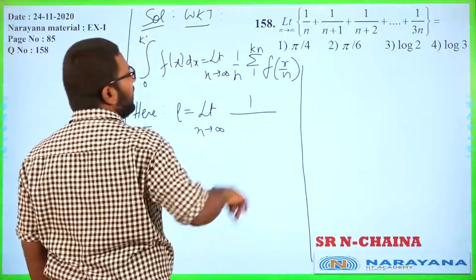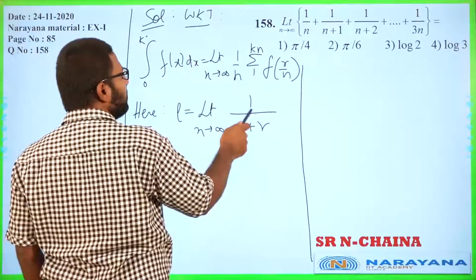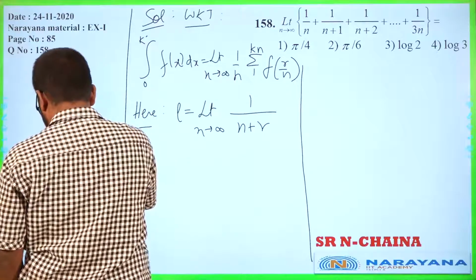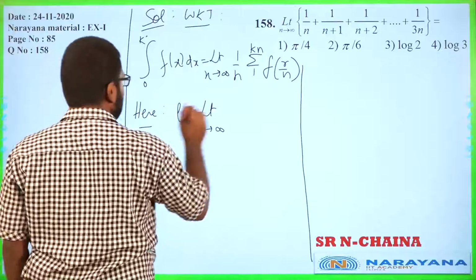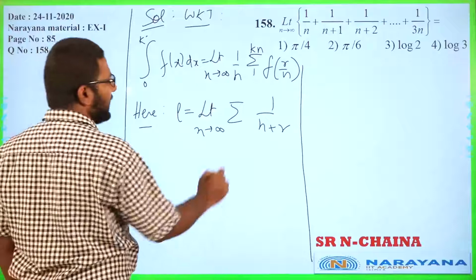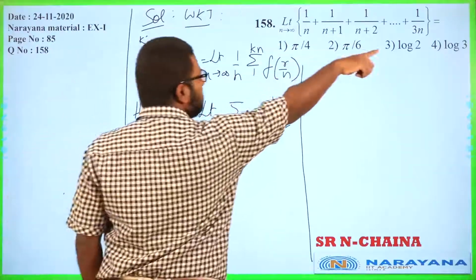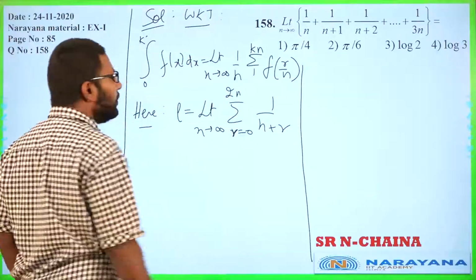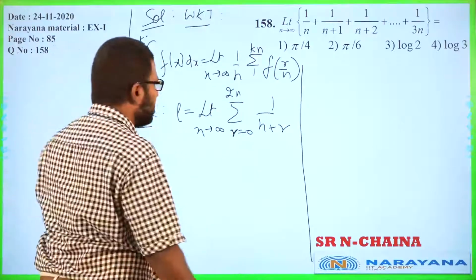So 1 by n plus r, where r goes 0, 1, 2, 3, 4, summation 1 by n plus r. Now r starts from 0, then we get n there. What is the last term of r? 2n, right? Don't say 3n, 2n, because n plus 2n will give you 3n. Be very careful about that.